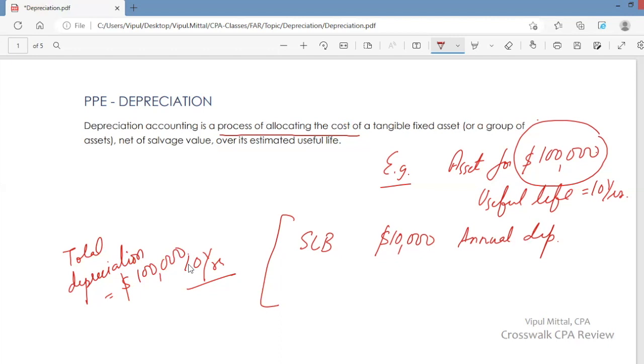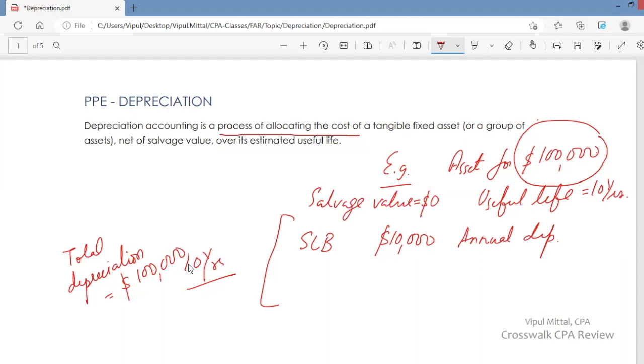Now, first thing is how much you allocate. You allocate cost minus salvage value. In this case, there is no salvage value. Salvage value is zero in this case. That is residual value. If there is any salvage value, you deduct that from cost and then you allocate. So if salvage value is $10,000, then you allocate $90,000 and annual depreciation will be $9,000. If salvage value is $20,000, then you depreciate $80,000 only. How much cost will you allocate to future years over its estimated useful life? $80,000.